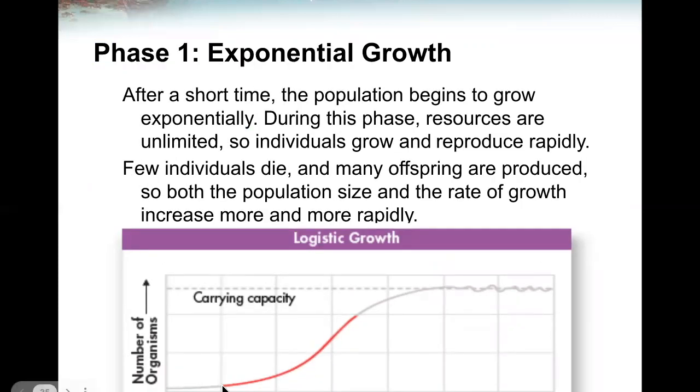During this phase, after a short time, the population begins to grow exponentially. Resources are unlimited, so individuals grow and reproduce rapidly. Few individuals die, and many offspring are produced. So both the population size and the rate of growth increase more and more rapidly.